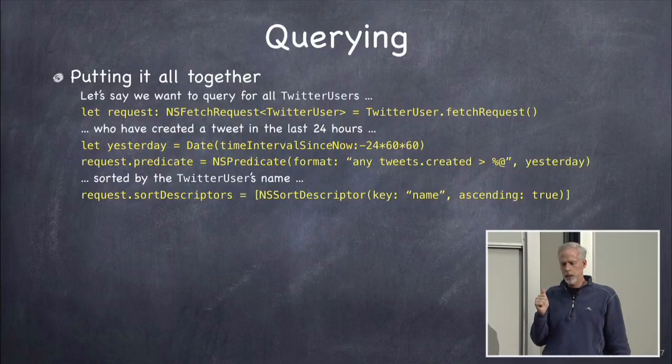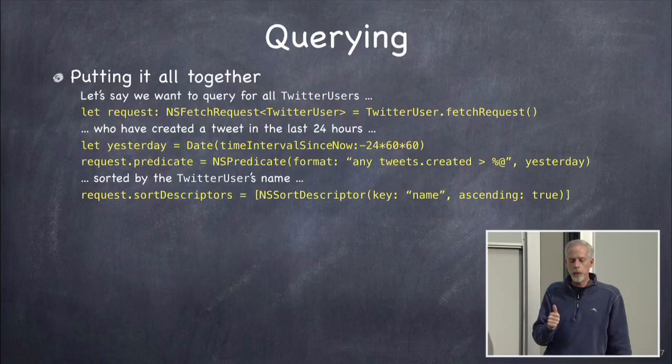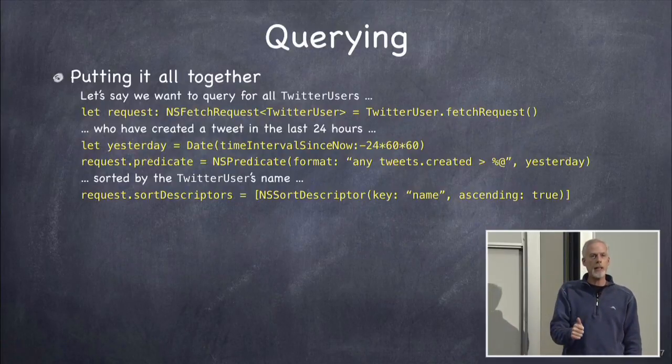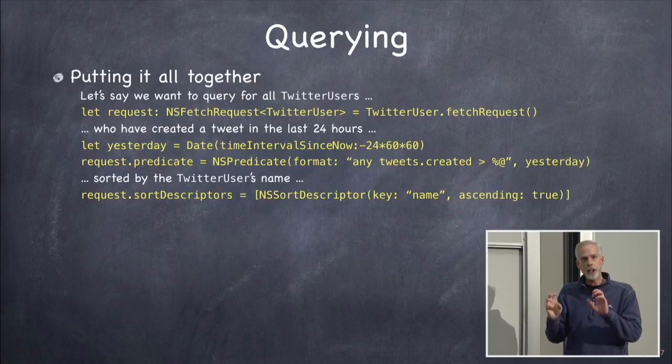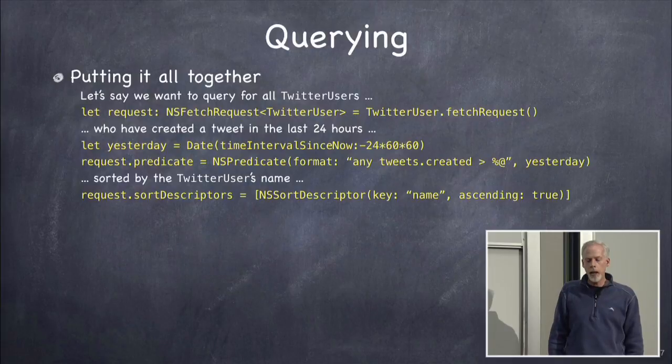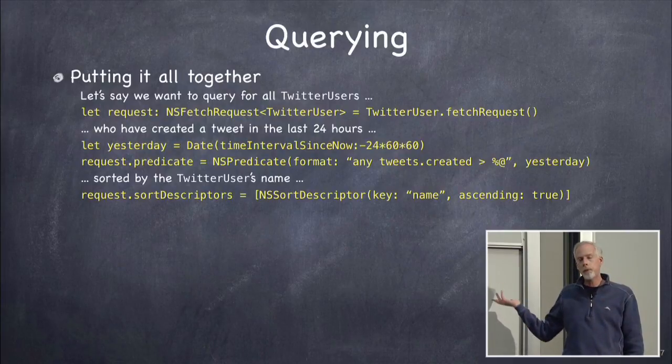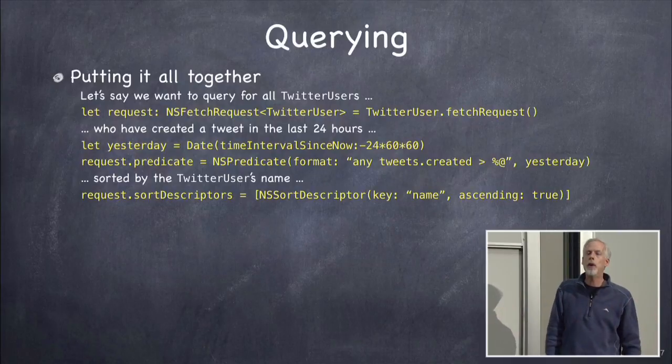Or since yesterday, I guess. Yes, created is greater than yesterday. So I'm finding all the Twitter users who have created tweets in the last 24 hours. That's what this one does. So any is a special term, okay, that means match any of these things. And these things are tweets that are created since yesterday. And I'm going to sort the result by the actual name, the real name of the Twitter user. So I'm just doing sort descriptor, key of name, ascending true. I'm not specifying a selector, so I'm going to get kind of the default comparison.